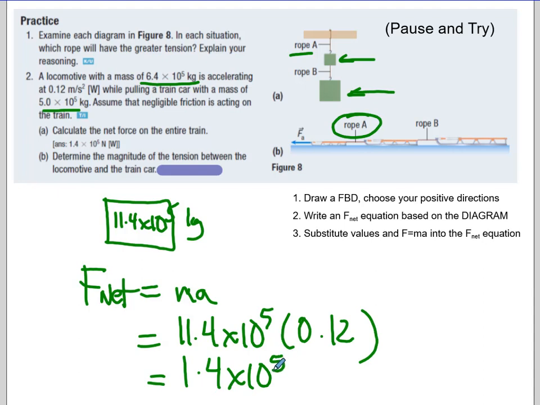Determine the magnitude of the tension between the locomotive and the train. Again, we would model that just like the sled problems. I'm going to skip it for now, and we should get 6 times 10 to the 4th.